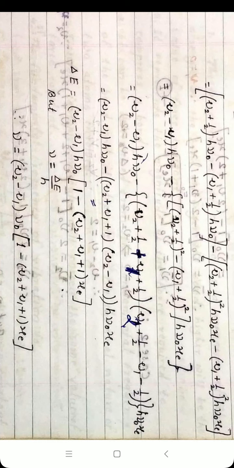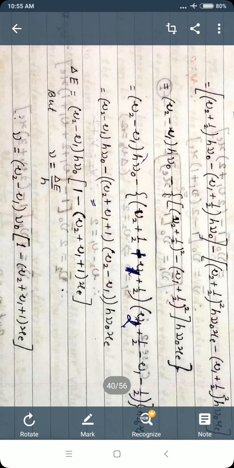Then if we consider the first term, (v2 minus v1) h nu0, and the other minus term, what is common in these two terms? (v2 minus v1) h nu0 is common. Therefore, taking that common term, what is in the bracket? 1 minus (v2 plus v1 plus 1) into xe. xe is not common, therefore that remains inside.